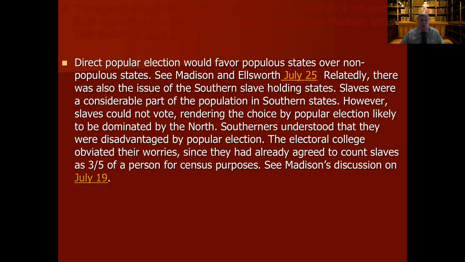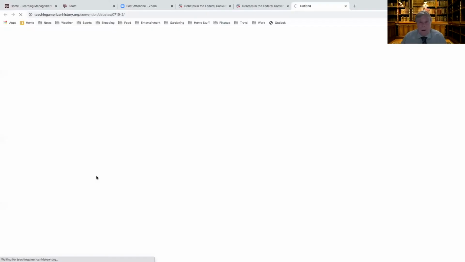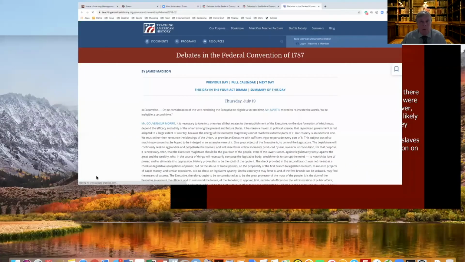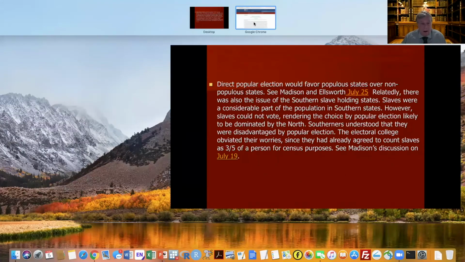And we looked at this last time, but it bears looking at it again. This is Madison's discussion of this point on July 19th. Okay, so we want to see Madison here.